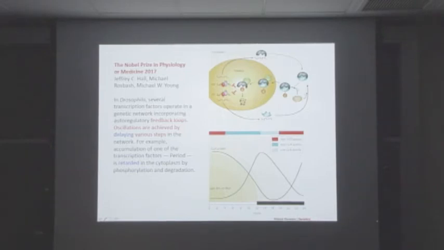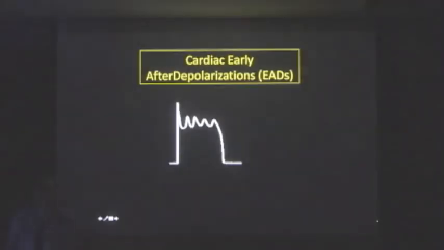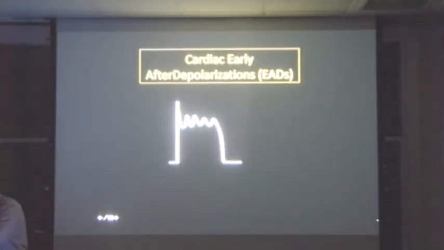That's negative feedback, and then there are time delays in this system, and they are totally aware of this, and they say oscillations are achieved by delaying various steps in this negative feedback loop. And a negative feedback loop with time delays is going to give you oscillations, in this case, the circadian rhythm. Okay, enough of this. Let's talk cardiology.